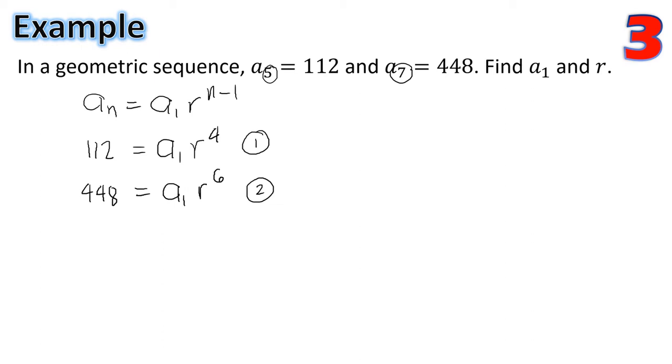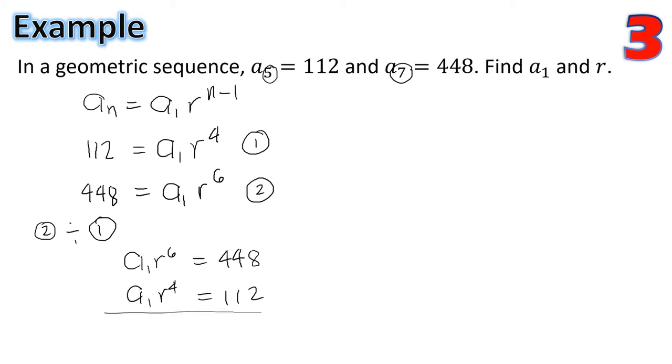Let us divide equation 2 by equation 1 to eliminate a sub 1. So we have a sub 1 r raised to 6 equal to 448. This is from equation 2 divided by a sub 1 r raised to 4 is equal to 112.